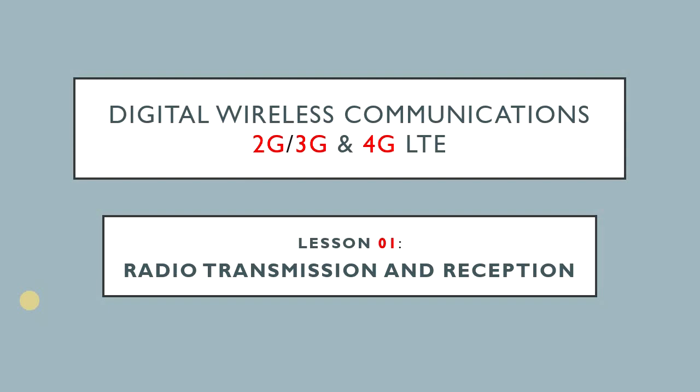Here, we begin by reviewing the radio transmission techniques from 2G and 3G communication systems. We are going to cover the principles of modulation, signal reception and channel estimation.